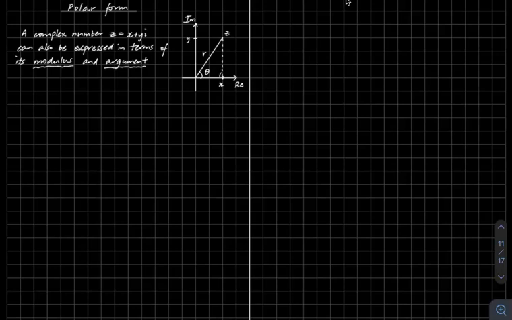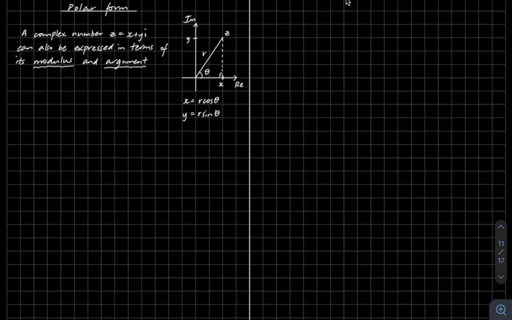In that right-angled triangle, cos theta would be equal to x over r. So therefore x would be equal to r cos theta. And sine theta would be opposite over hypotenuse, that would be y over r. So rearranging that would give us y equals r sine theta. And we'll use those in just a moment.